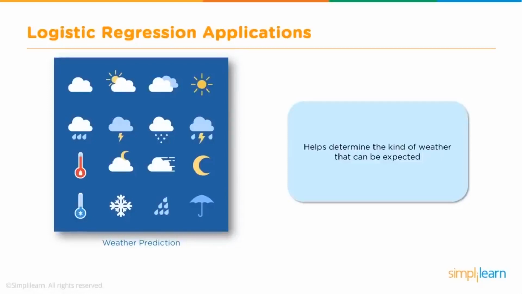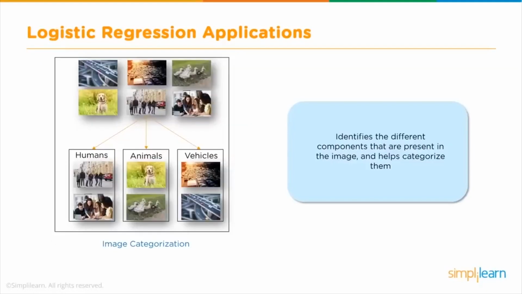But these are some examples of logistic regression. We want to find out whether it's going to rain or not, whether it's going to be sunny or not, whether it's going to snow or not. These are all logistic regression examples. A few more examples: classification of objects. This is again another example of logistic regression.